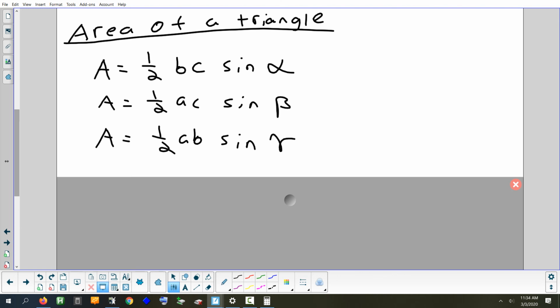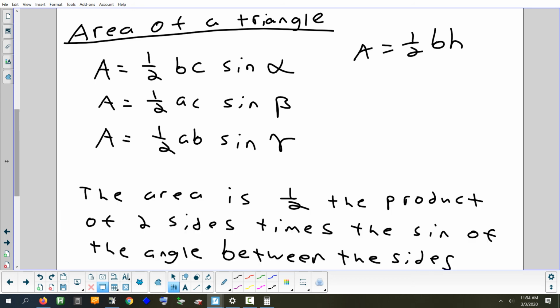So area of a triangle, the basic formula you have is 1/2 base times height. And that works fine as long as you know the base and you know the height. Well, if you don't, there's a different formula you can use. There's 3 versions of it, like the law of cosines is 3 different versions. It's really a pattern.